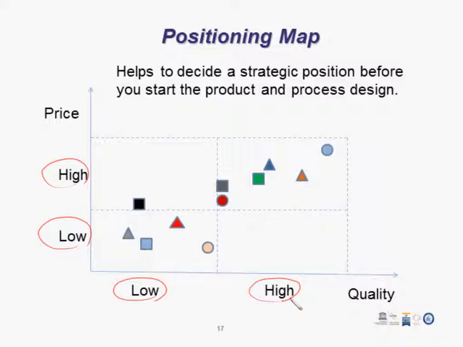But then, if we make a similar product here, high quality, high price, then we have lots of competitors already existing. So we may not win in the market. If you make a position here, low quality, low price, we also have lots of competitors. If you are similar compared to your competitors, it's very difficult to win in the market.